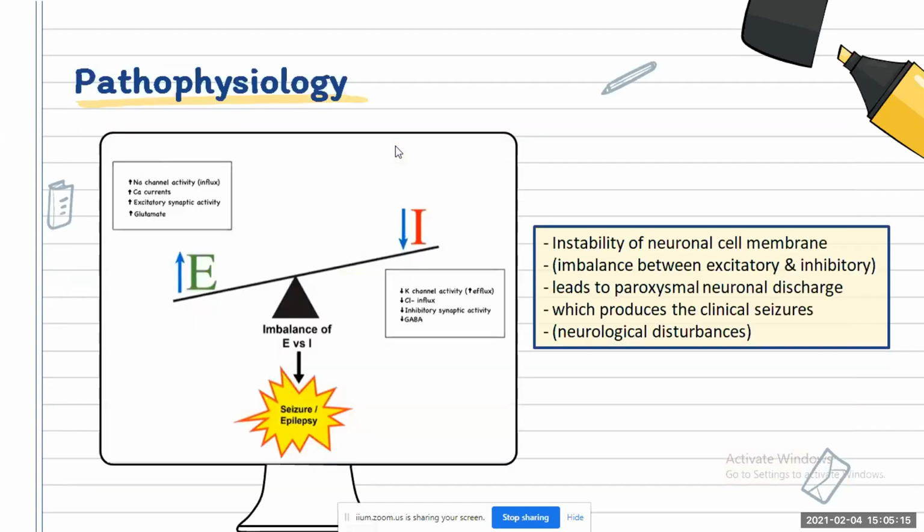Briefly for the pathophysiology, basically the seizure occurs when there is imbalance between the excitatory and the inhibitory mechanism. So there will be too much excitatory mechanism and too little inhibitory mechanism.